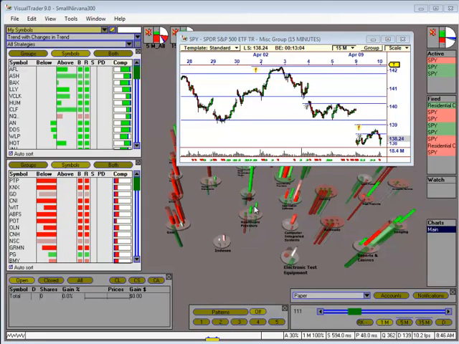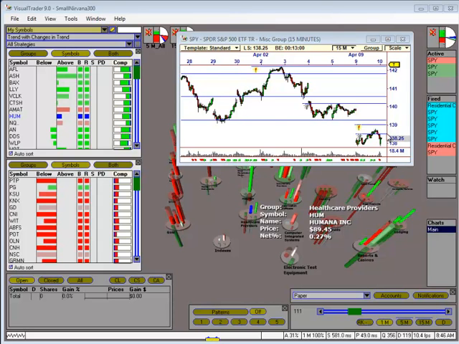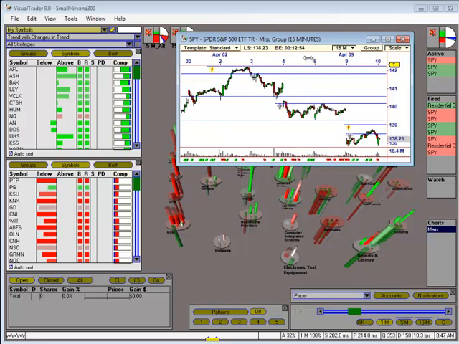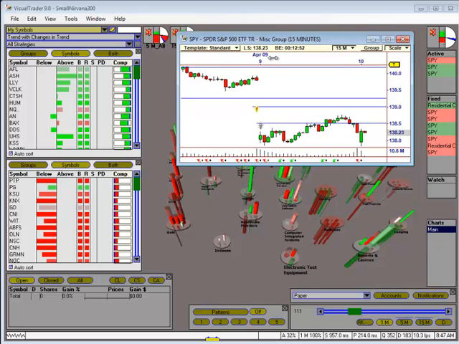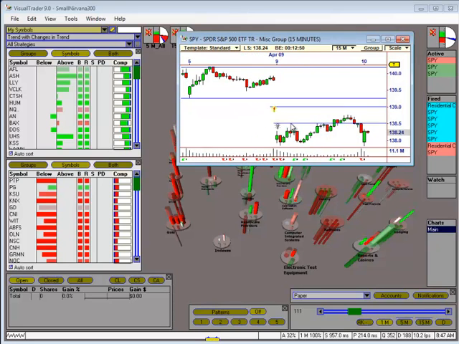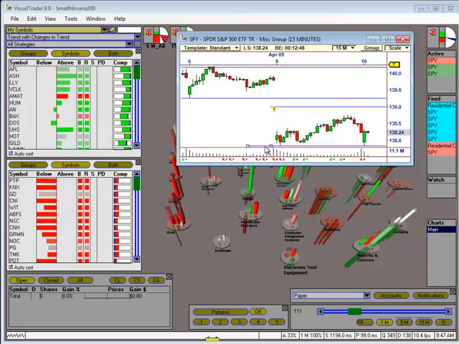Today is Tuesday, April 10th, at 8:46, and the market has been open for about 15 minutes. Here is the 15-minute chart of the S&P 500 Spider, and the level we will be watching this morning is right here. I think that's about 137.80.